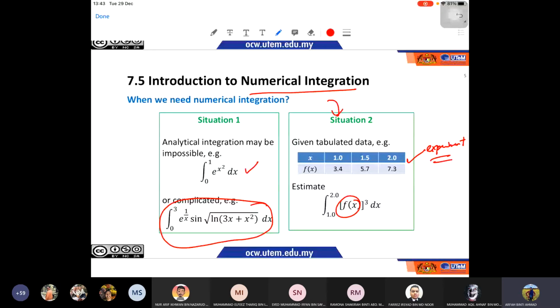Yes, very true what Afiq said. It's very tedious to solve for the type of case you have a complicated function.